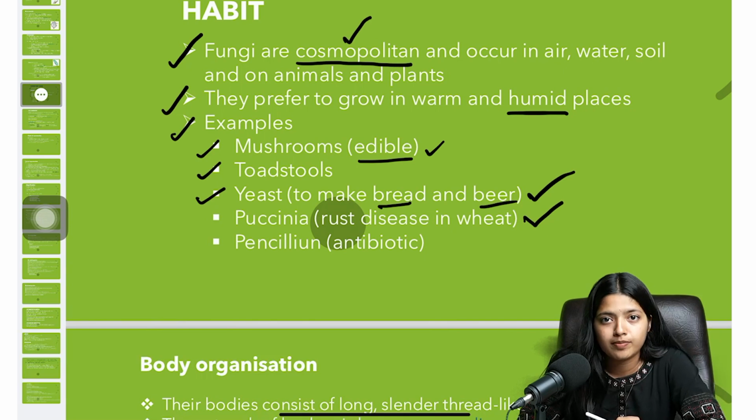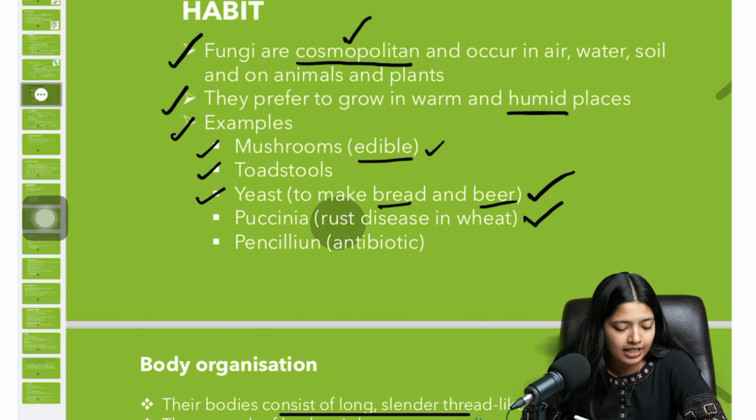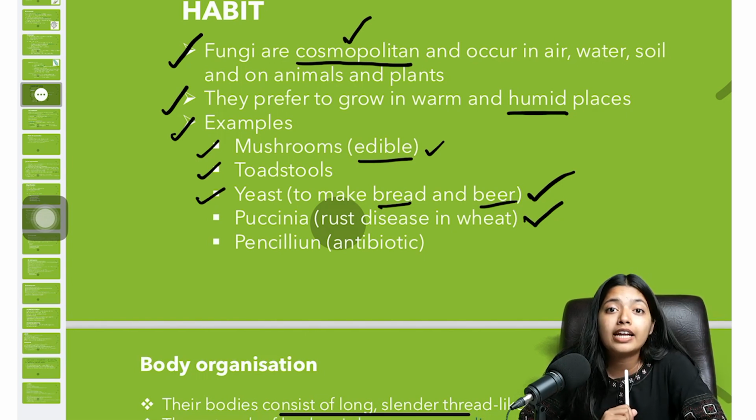Then toadstools. Toadstool is a type of fungi. Then yeast. Yeast is, I think, a very familiar fungi for you. For me it is, because it's used in making appam and bread. We use yeast, and it is used to make bread and beer. And you know yeast is a unicellular fungi also. Remember that. Then Puccinia. Puccinia is a disease causing fungi. It causes rust disease in wheat. Okay. Then penicillium.